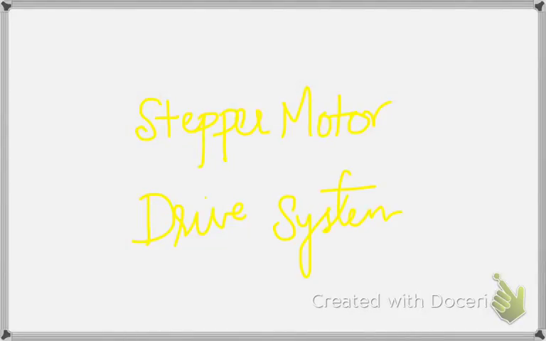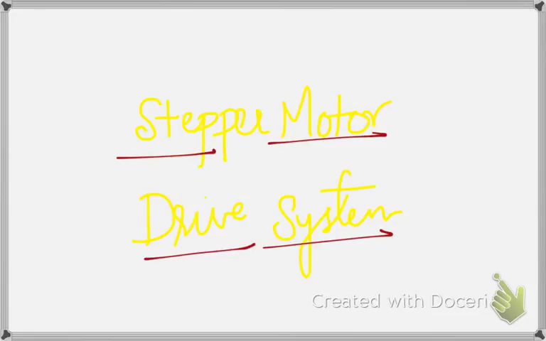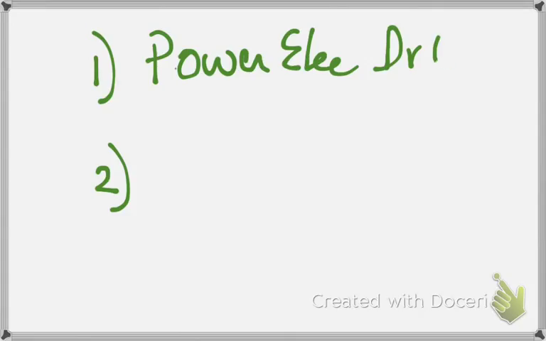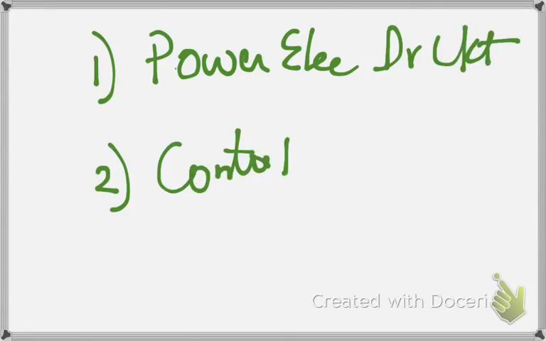In this video, we are going to learn about the controlling of a stepper motor using a DSP kit. So, controlling by using the DSP essentially takes two parts. One is the power electronic drive circuit, and the second is your controller, which is nothing but your digital signal processor.